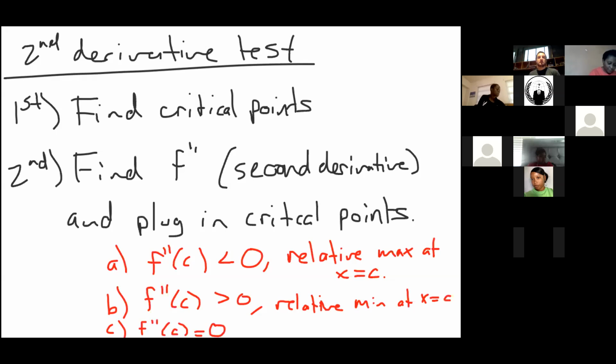And then we have this third case: if I plug in that critical point and it makes my second derivative 0, really, we have no idea. The second derivative test fails, which means you always have to go back to the first derivative test, and use that to figure out whether or not you have a relative max or relative min.